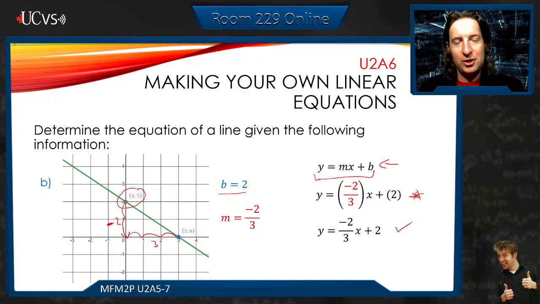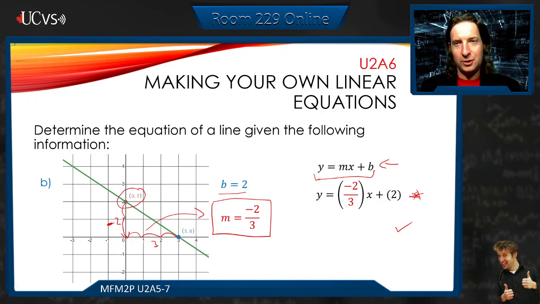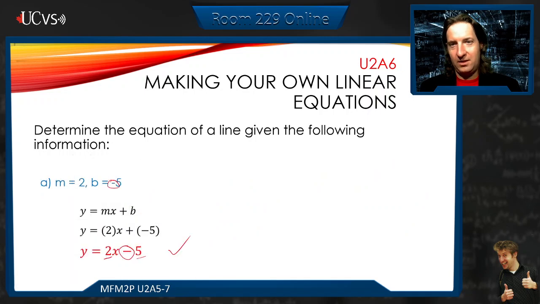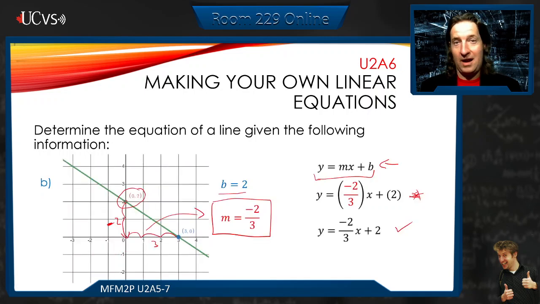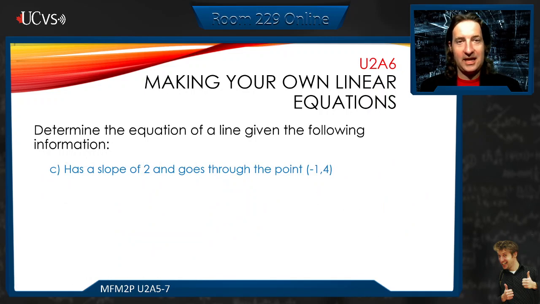Okay, so this was a little bit trickier. We had to calculate m from our graph. Okay, so we did it when we're given the m and the b. We've done it now for when we're given a graph. What happens if instead they give us a point and a slope? They don't give us a graph though. They just give us this information.